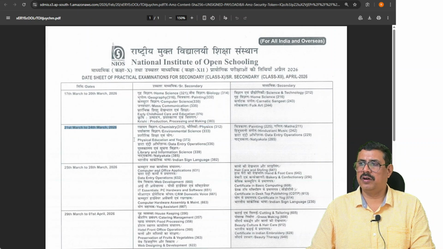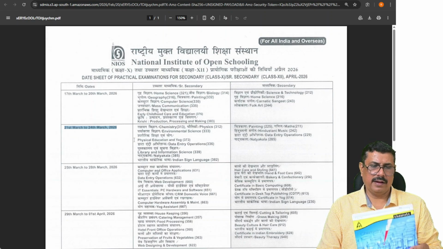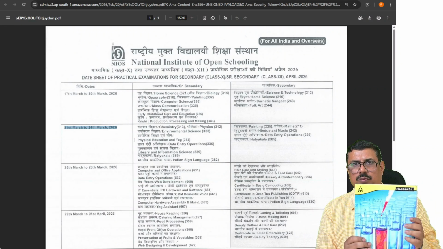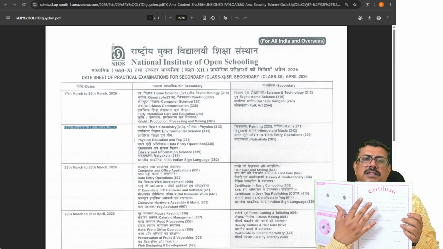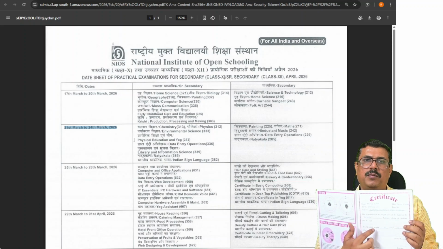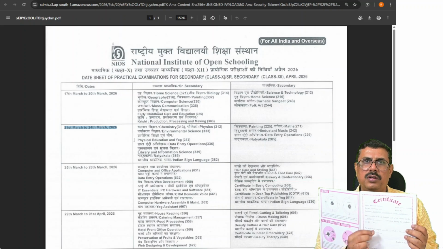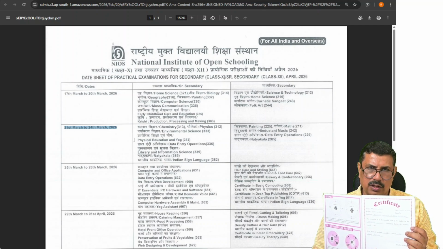So in this physics practical exam, what do you have to do? You have to buy this type of practical notebook. In this notebook, the first page is a certificate page. In this certificate page, you have to write your name, your roll number, meaning enrollment number, and your school name, meaning either your study center name, or simply write NIOS.